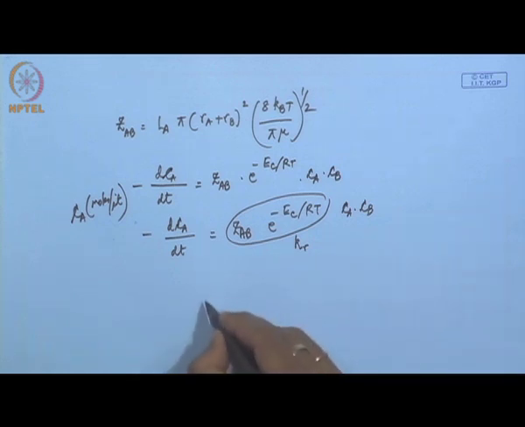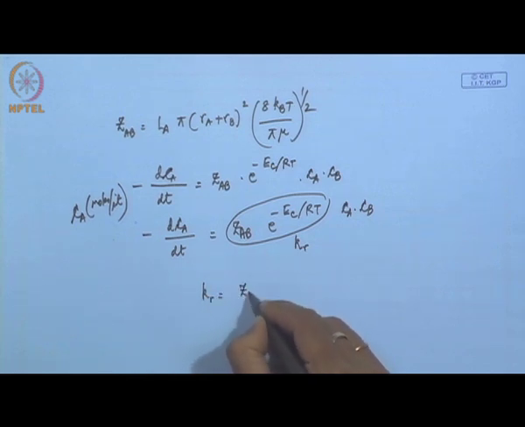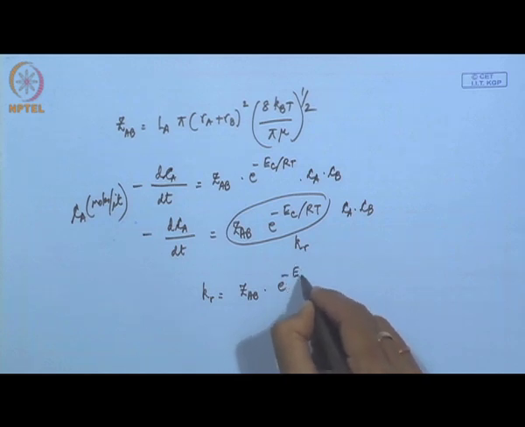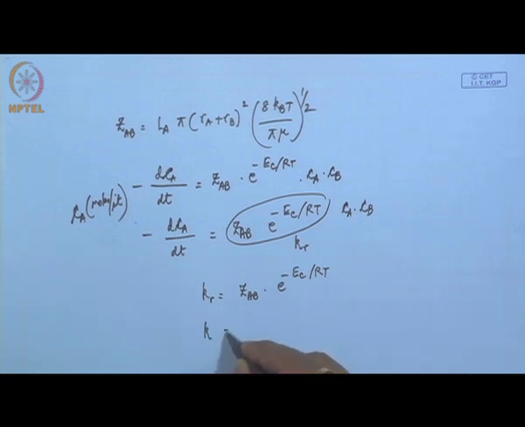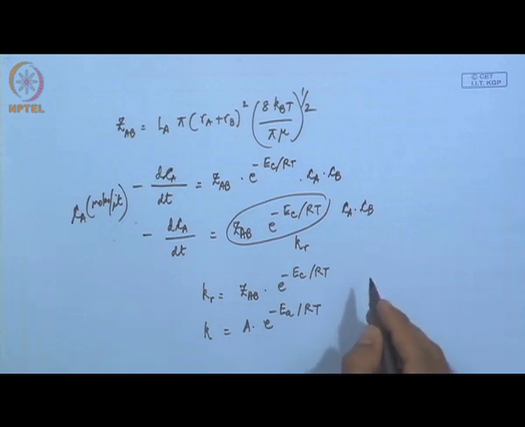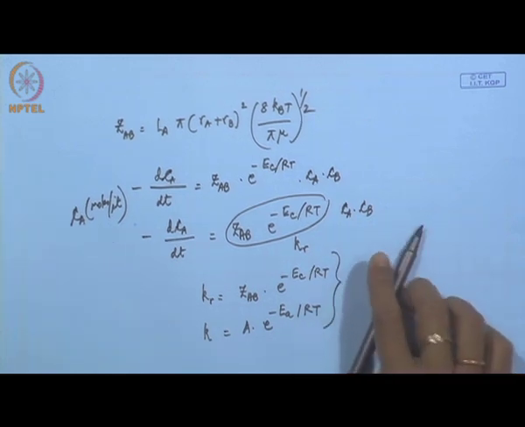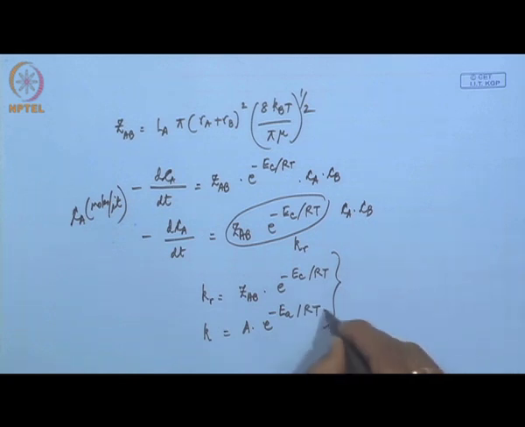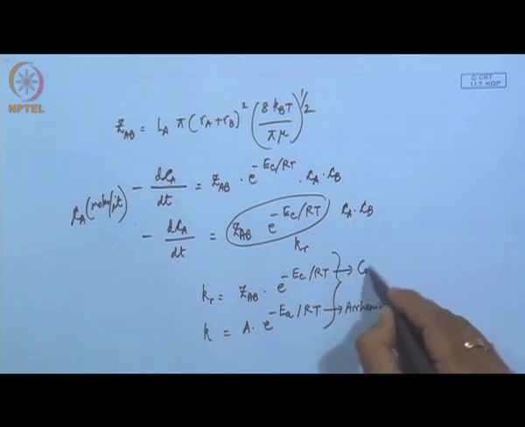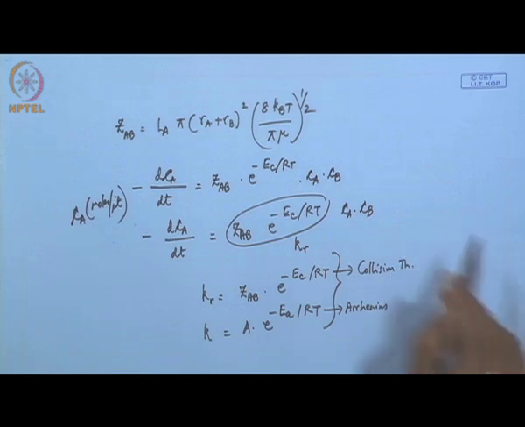Okay. So, therefore, we can write Kr, the reaction rate, is equal to small ZAB into e to the power minus EC by RT. Okay. And if we recall the Arrhenius expression, then your K is equal to A into e to the power minus EA by RT. So, now we have got a nice correlation or nice analogy between your Arrhenius expression and this, which is based on your collision theory.